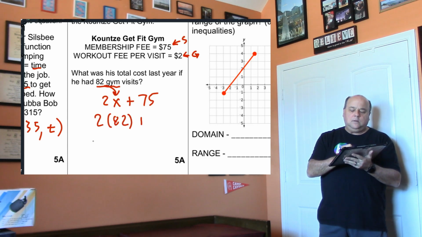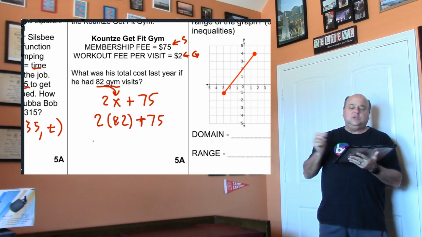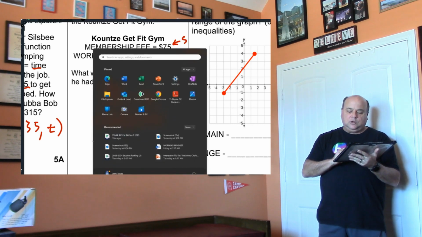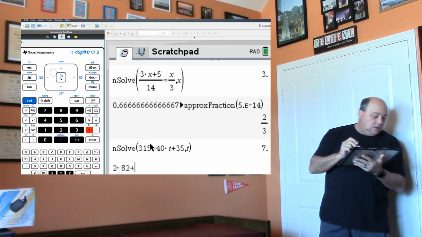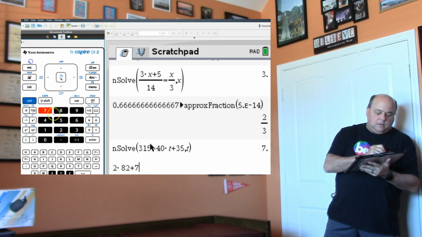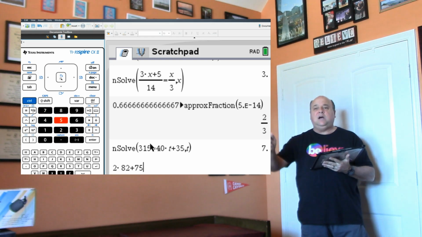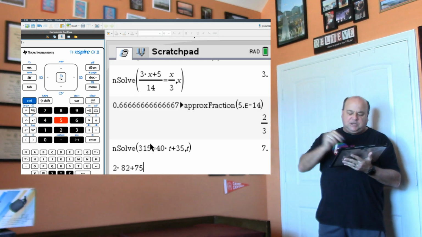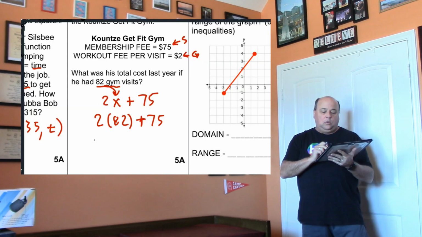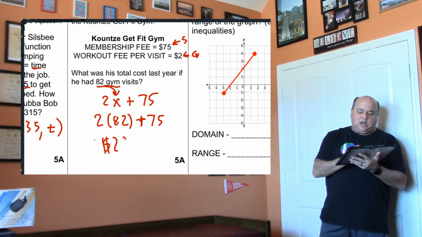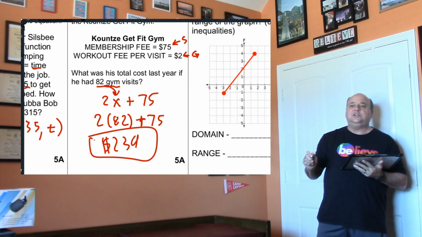All you have to do is put that in the calculator. So 2 times 82 plus 75. So it costs 75 bucks, $2 every time you visit the gym. Hit enter, $239. Oh. So $239 was his cost last year.